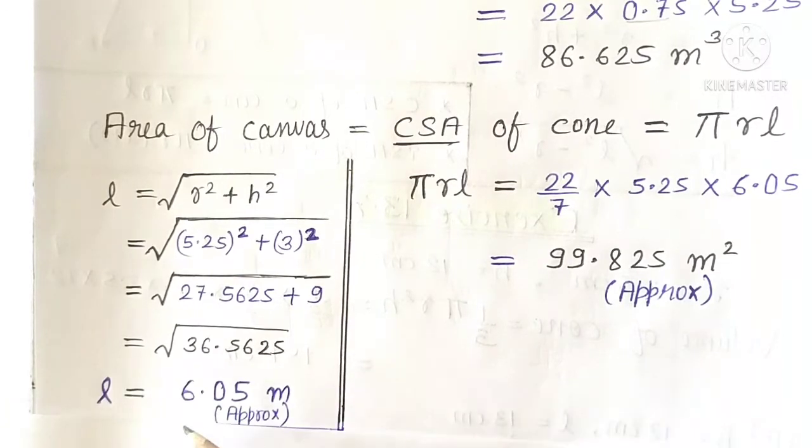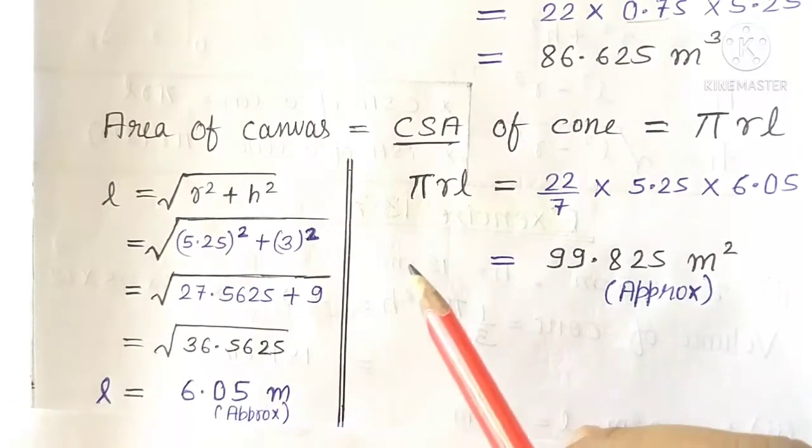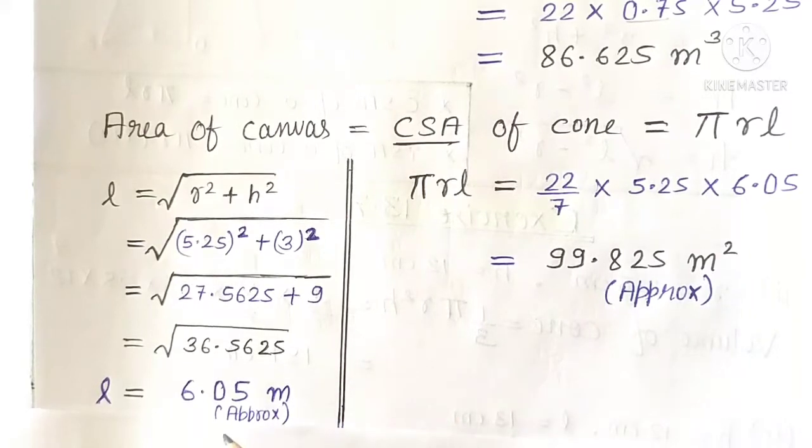So it will come around 6.05 and 3 and something is coming after that. So we have taken 2 places after decimal. Okay. That's why I have written approx value also. So the slant height is 6.05 meter approx.